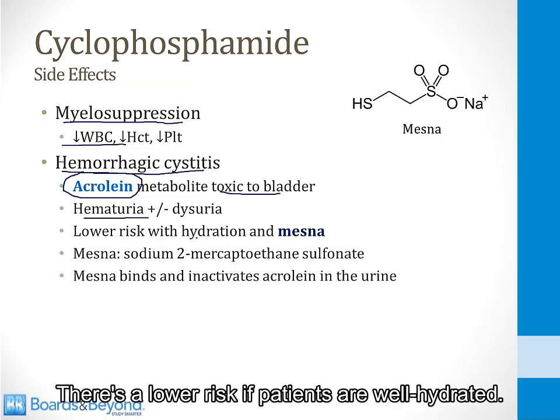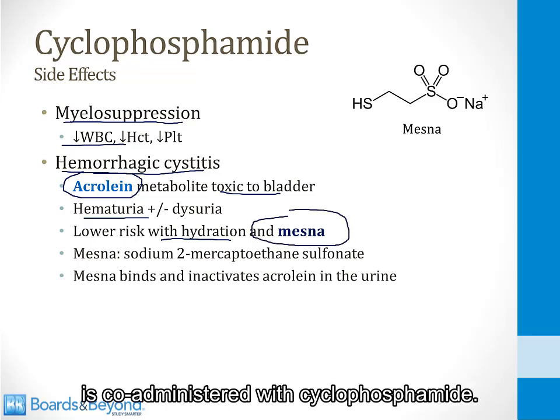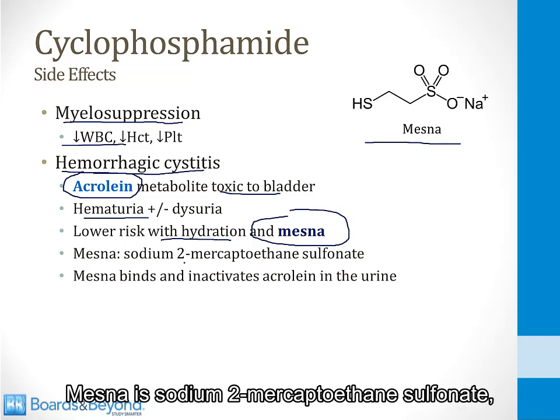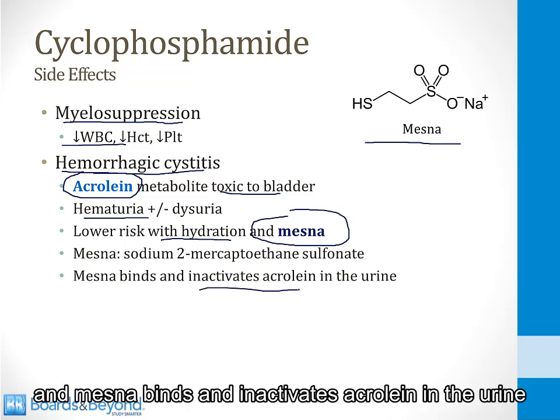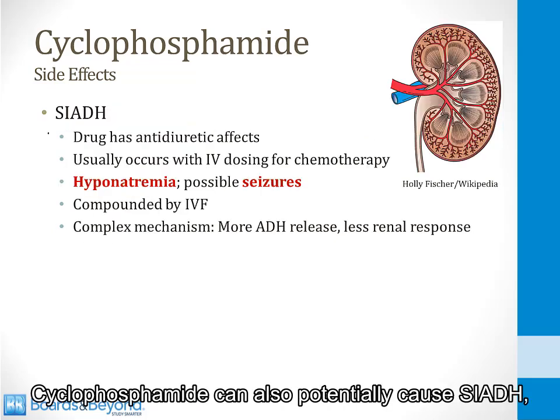There's a lower risk if patients are well hydrated. In addition, there's a lower risk if a substance called mesna is co-administered with cyclophosphamide. This is the structure of mesna shown on the screen here. Mesna is sodium 2-mercaptoethane sulfonate, and mesna binds and inactivates acrolein in the urine and lowers the risk of hemorrhagic cystitis. Cyclophosphamide can also potentially cause SIADH.